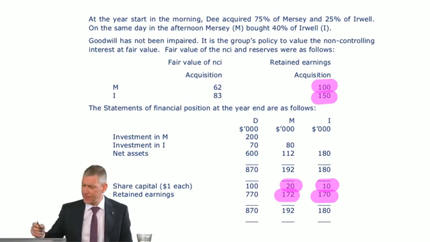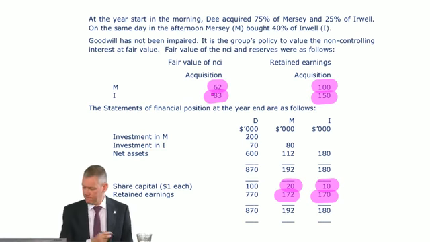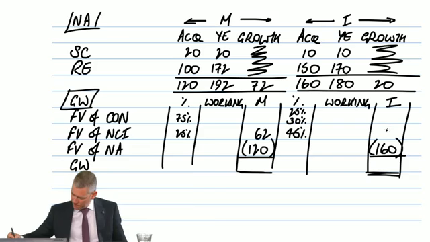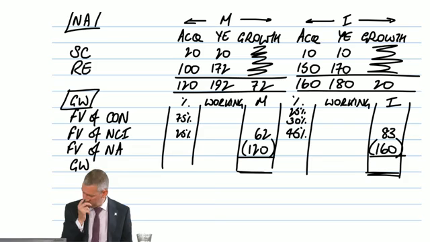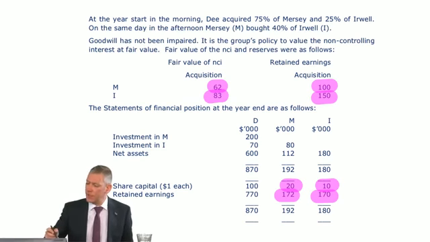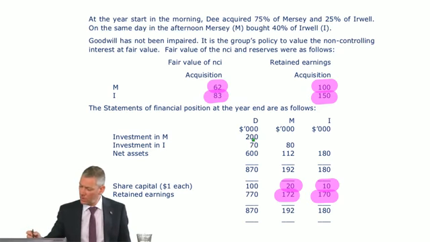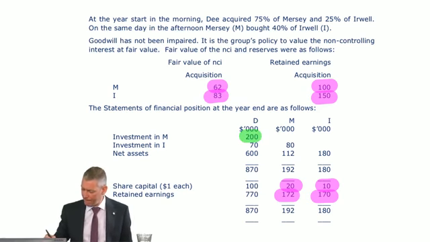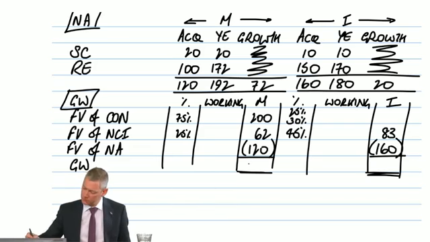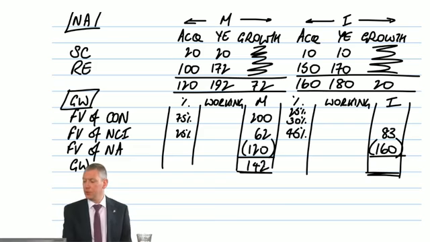Then we copy the NCI. And we copy the consideration. Now this is where we start to earn our chops. That 200 is clearly the investment of D in M, so that's fine.